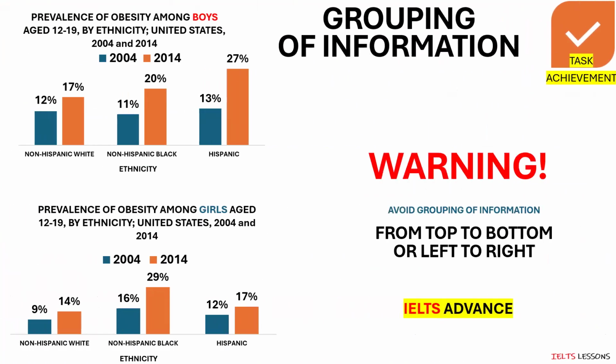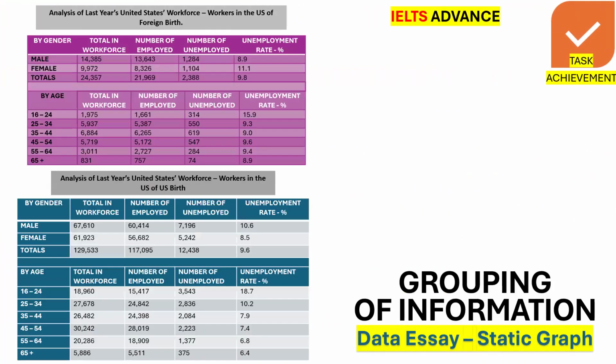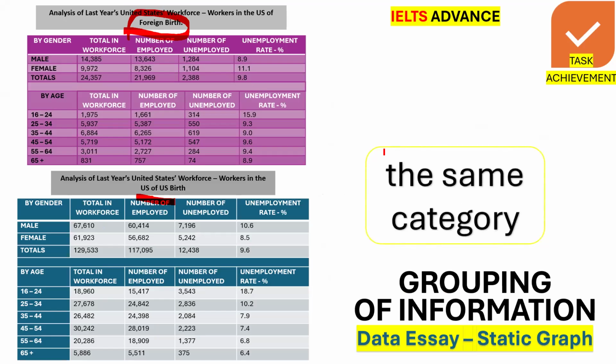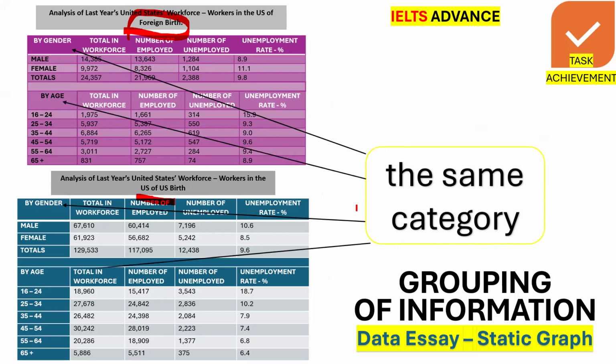Now here's an example here. This is a table. So how should we group the information here? So as you can see here, this is an example of static graph in which there is only one timeline. So the timeline here is last year's analysis about the workforce in the US who were born in the USA, and those who were not born in the USA or of those foreign birth. Now, how do we group the information here since there's only one timeline and there's a same category here, gender? So how do we group the information here?